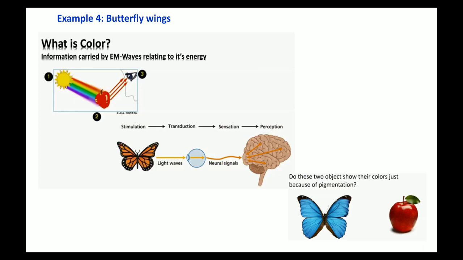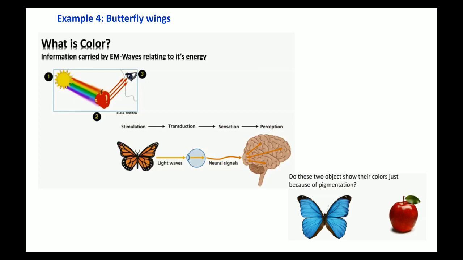The next example is example 4, a butterfly's wing. Here what we are trying to understand is what a butterfly wing is, and whether some nanostructure is available and what happens because of that nanostructure. Let us correlate this with color. We are interested in the color of the butterfly wing, and we are trying to understand what the difference in the color is.